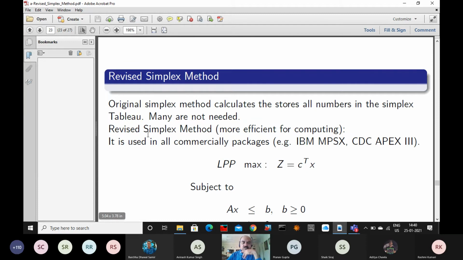What is the step? In the original simplex method, we calculate and store all the numbers in the simplex table. Many are not needed; only one table is enough. The revised simplex method is more efficient for computing. It is used in all the commercial packages for linear programming, such as IBM MPSX, CDC, Apex III, etc. Okay, so what is the problem?